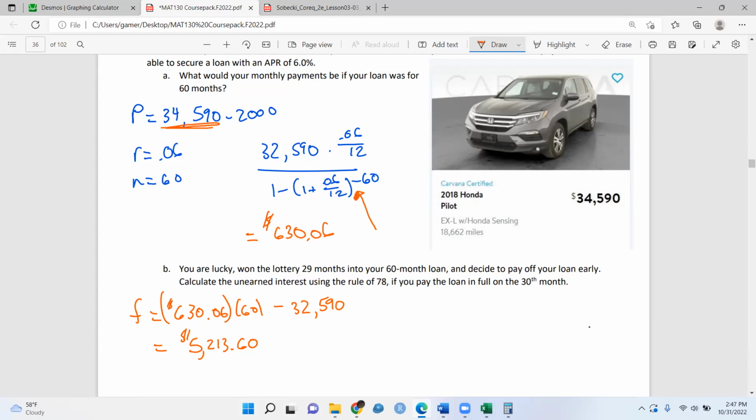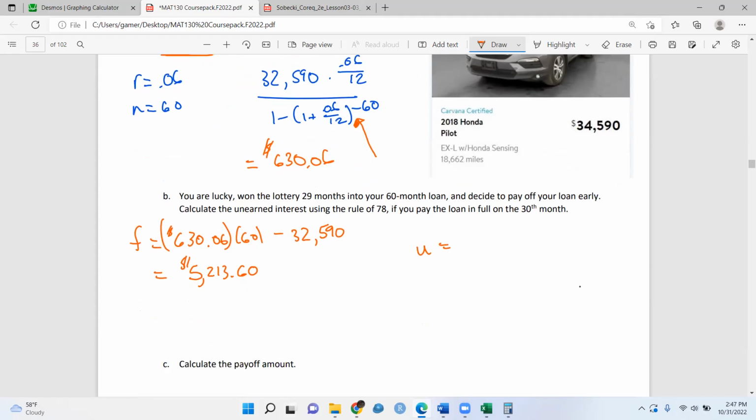And that's really all we need to calculate the unearned interest, because everything else, well, let's see. No, we need to know the N and the 30th. So you're lucky: you win the lottery 29 months into your 60-month loan, and you decide to pay off your loan early. This is a distractor. Ignore that. If you pay the loan in full on the 30th month, N is 60. There are 30 more payments remaining after that one, right? Or is it 29? Nope, there's 30.